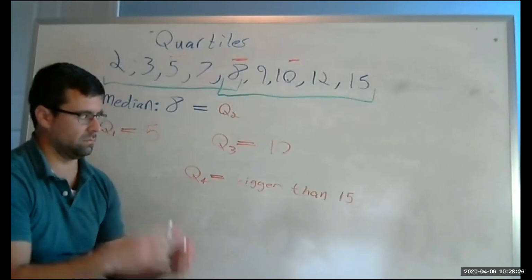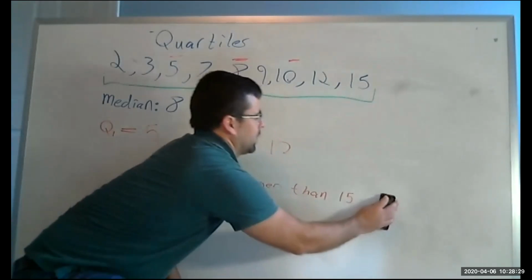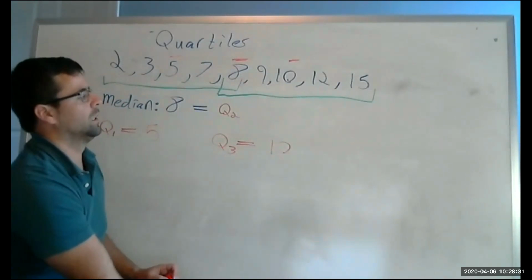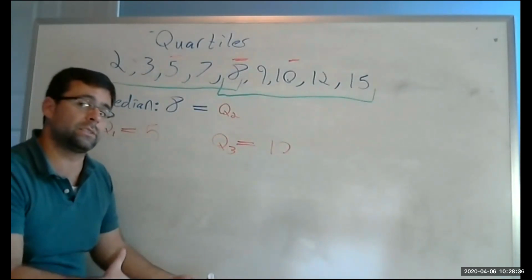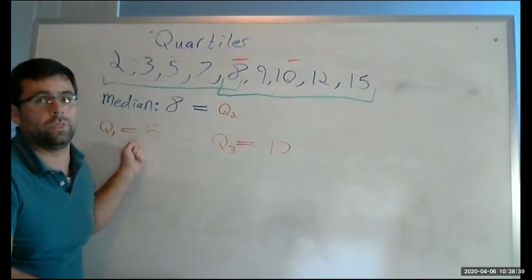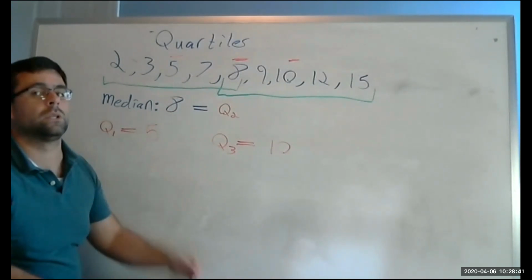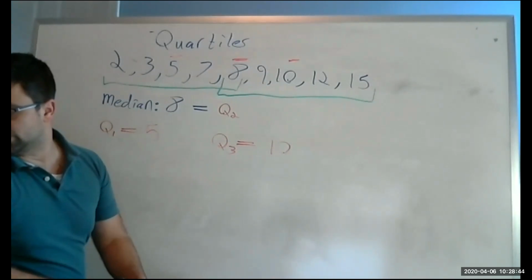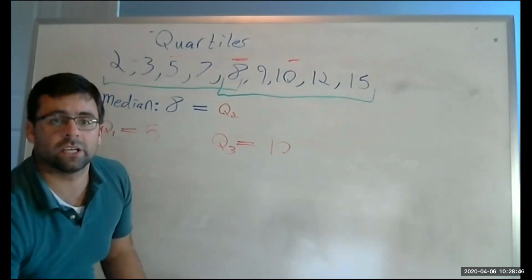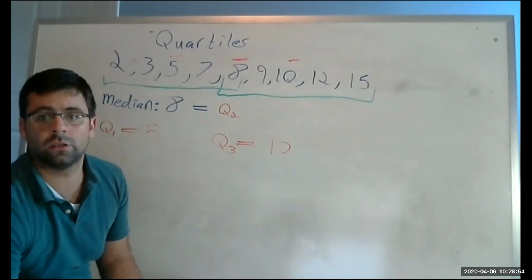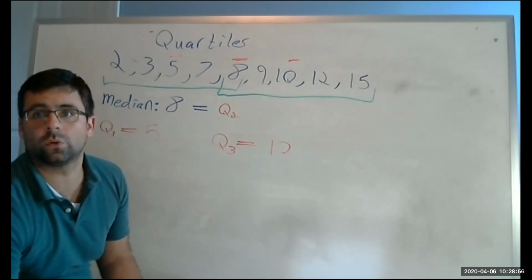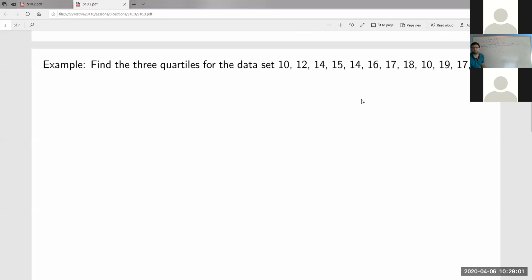But this is where we're at. So Q1, Q2, and Q3 are the boundaries of the different quadrants you could think about. So, good stuff, good stuff. So let's try this data set.